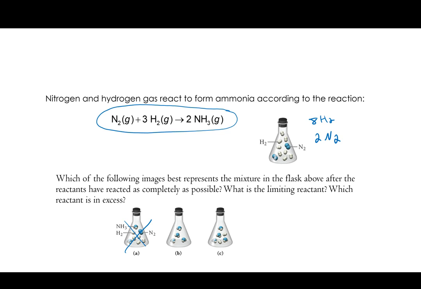But there's also a ratio between nitrogen and hydrogen. For every 1 nitrogen, I use 3 hydrogens. So for 2 nitrogens, I would use 6 hydrogens. So I have 8 total hydrogens. I'm only using 6 of them. I'm going to have some hydrogen left over. And so flask C is what it would look like at the end of that reaction because that has my 4 ammonias in it. It also has my leftover hydrogen in it.